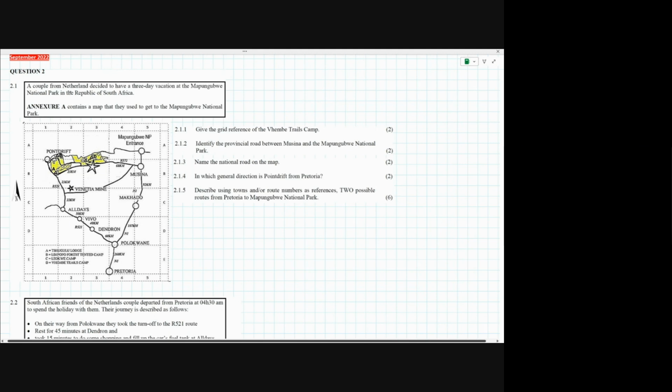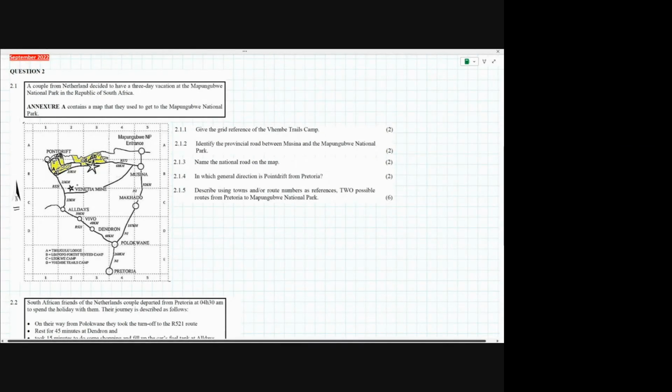Okay, so a couple from Netherlands decided to have a 3-day vacation at the Mapungubwe National Park in the Republic of South Africa. Annexure A contains a map that they used to get to the Mapungubwe National Park. So here's the map. One thing I want you to notice with this map that's a little bit different to the strip map that we looked at, is there's grid references here. So just be mindful of that. And we do have a north-south compass direction here, so we could put that in as we go along.